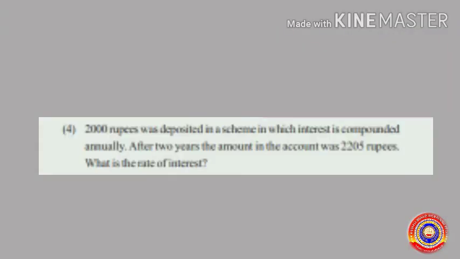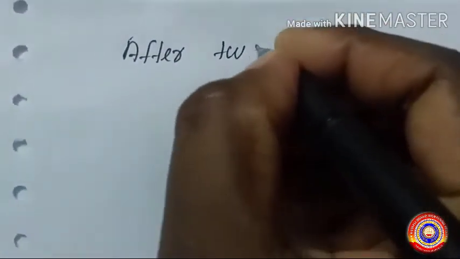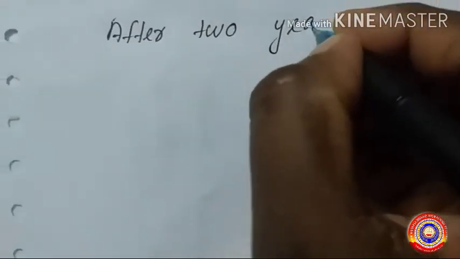Next, question number 4. 2000 rupees was deposited in a scheme in which interest is compounded annually. After 2 years, the amount in the account was 2205 rupees. What is the rate of interest? The question tells that 2000 rupees was deposited in a scheme. Interest is compounded annually. After 2 years, he got 2205 rupees. We have to find the rate of interest. After 2 years, amount equal to 2205 rupees.